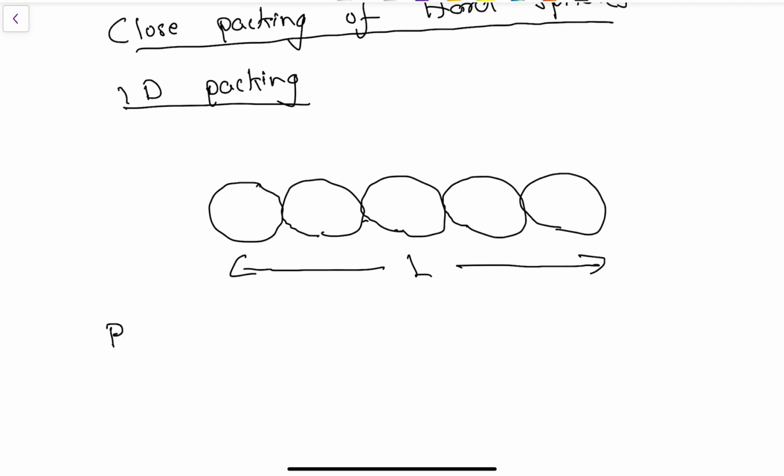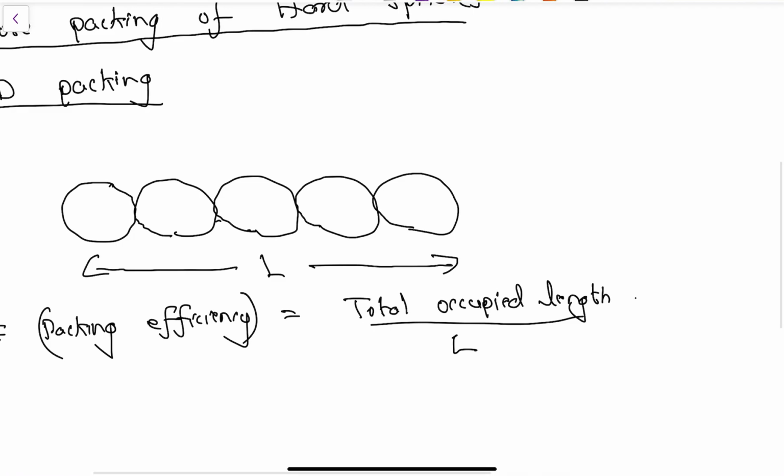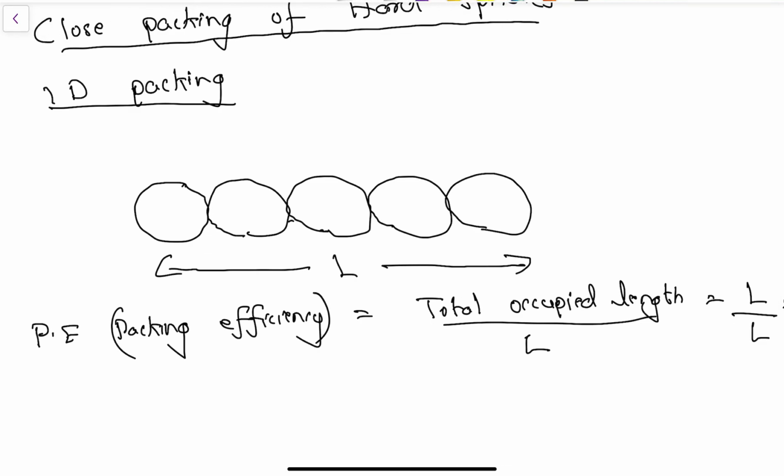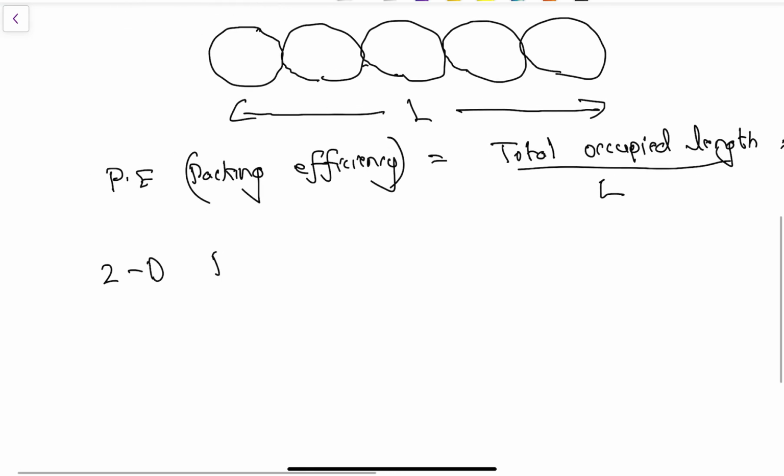So its packing efficiency, PE, is defined as the total occupied length divided by the total length. Here the total occupied length is L, and the total length is also L. So here the packing efficiency is 100%. This is how you find the packing efficiency for one-dimensional packing. Now let us look at the case of 2D packing. So how is the 2D packing different?